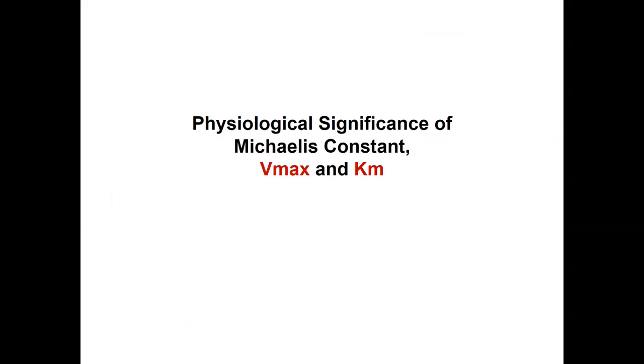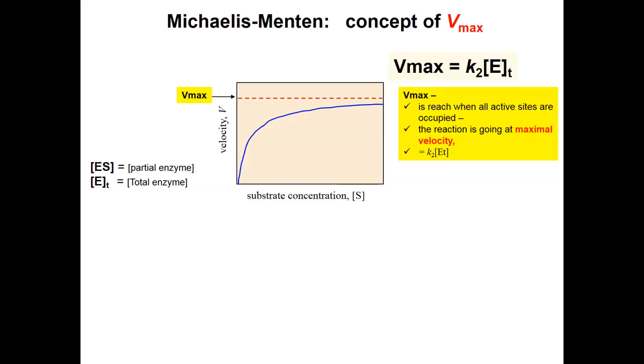All the parameters included in it are described here. Now, the physiological significance of the Michaelis-Menten constant. I said a lot about Vmax and Km. Now we're going to go into a little more detail on what they really mean and how you can get them. Now, at any given substrate concentration, there is a velocity.